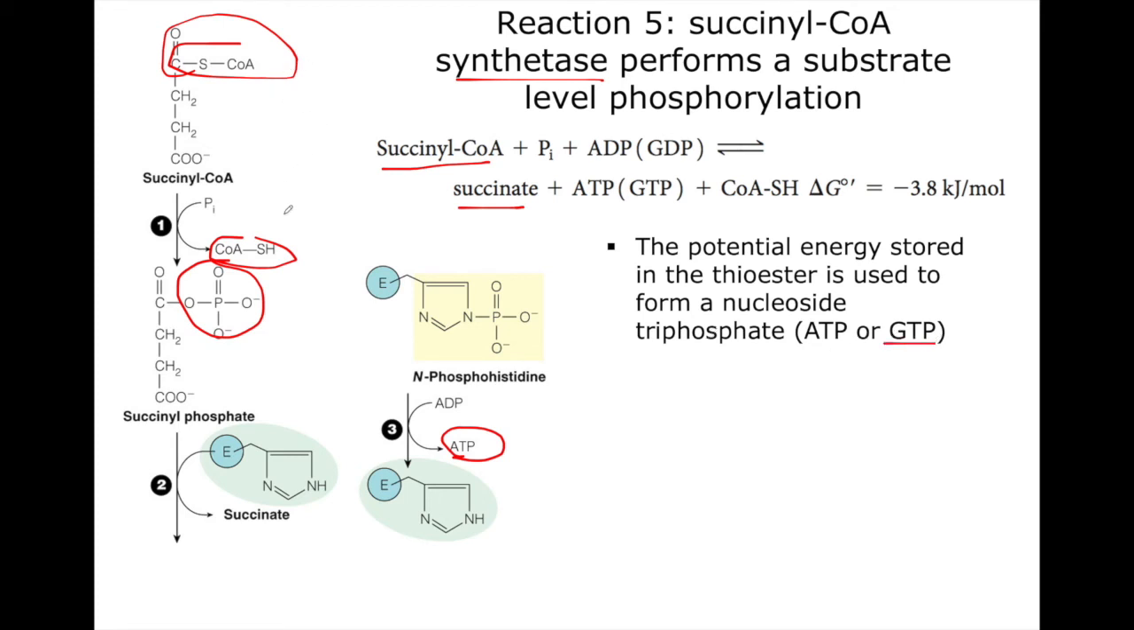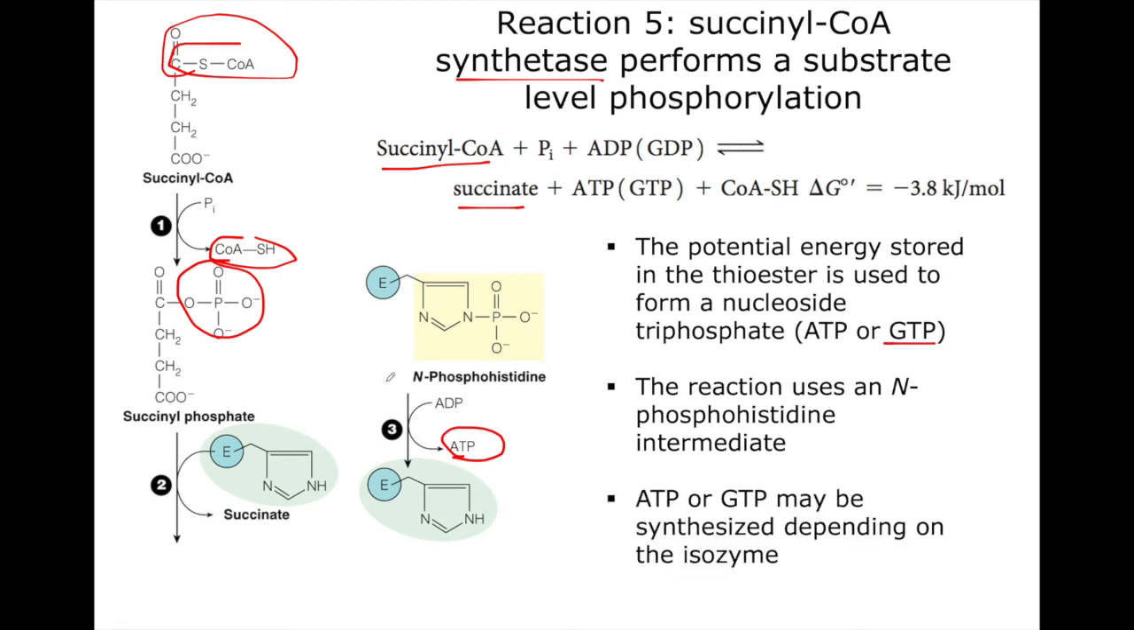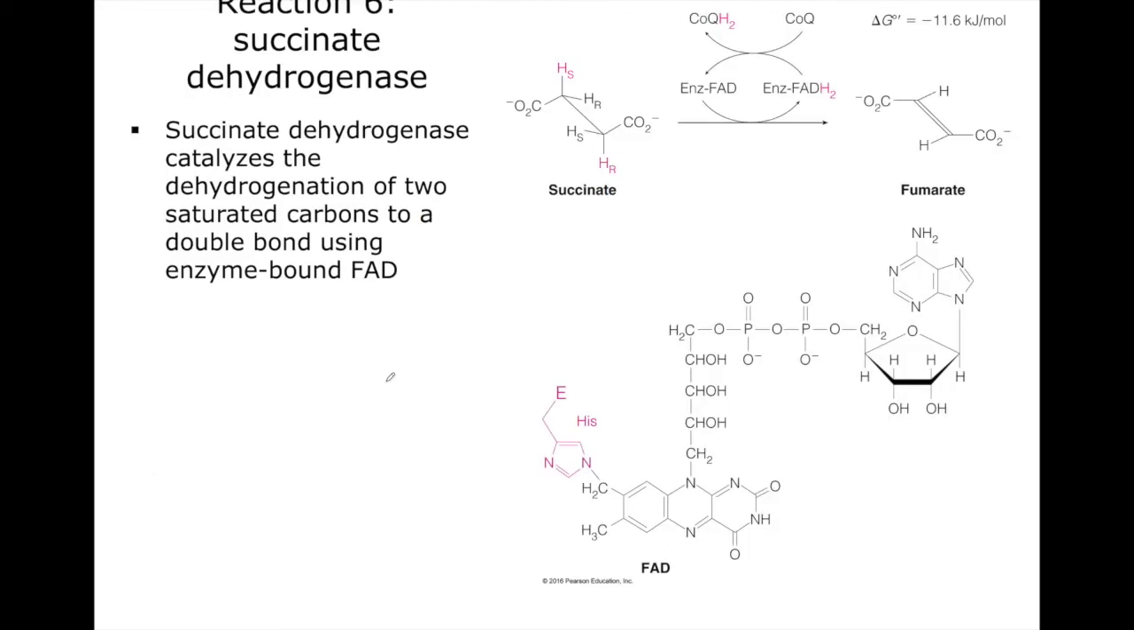So you can see how we conserve that energy as we go, and we use it to ultimately phosphorylate through what's called substrate level phosphorylation. So we talked about the intermediate that we form, that phosphate is transferred directly onto the enzyme, and then it's added to form GTP or ATP, depending on the organism.